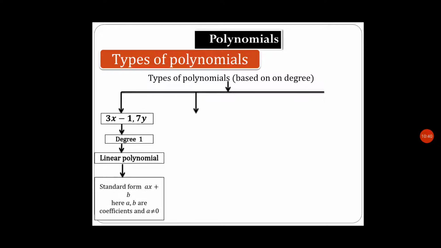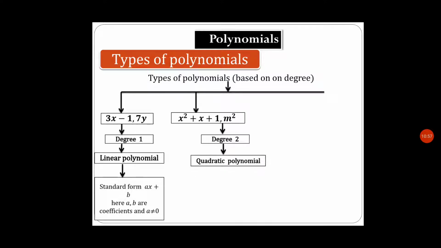Now the second type. Examples are x^2 + x + 1 and m^2. Here the degree of the polynomial is 2. That is why it is a quadratic polynomial. If the degree of a polynomial is 2, then it is known as a quadratic.